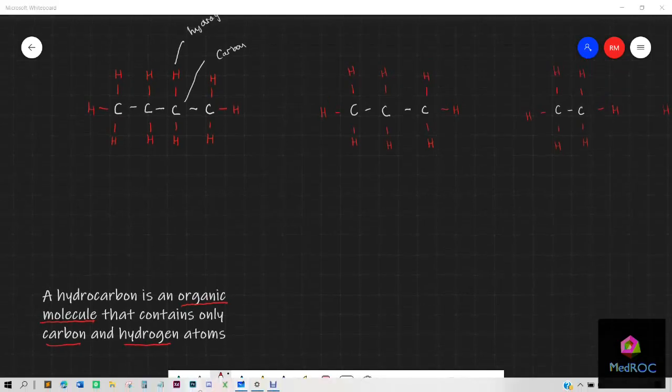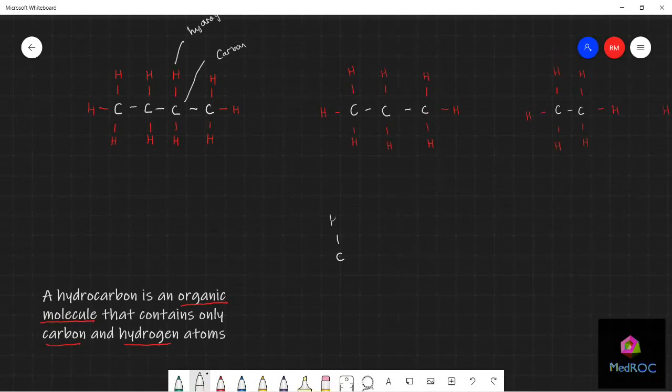So say for example I have an alcohol here produced by this OH group. This is not a hydrocarbon because it contains this oxygen atom right here.